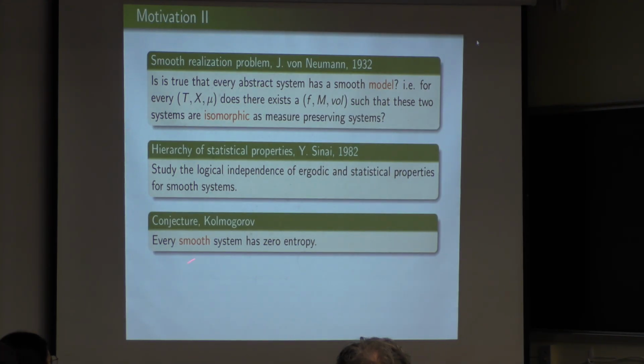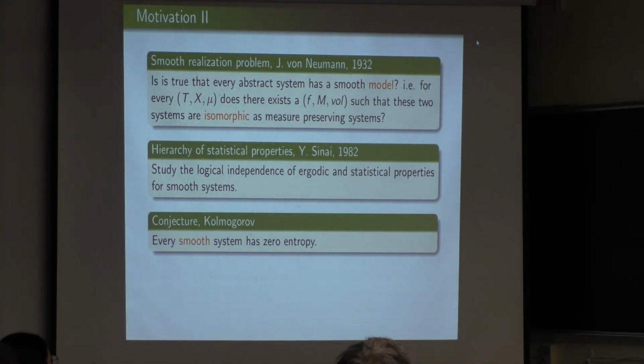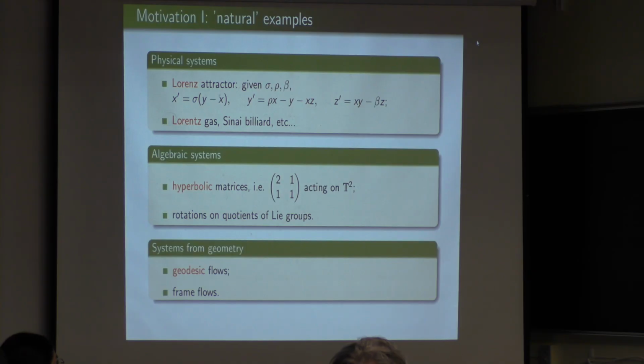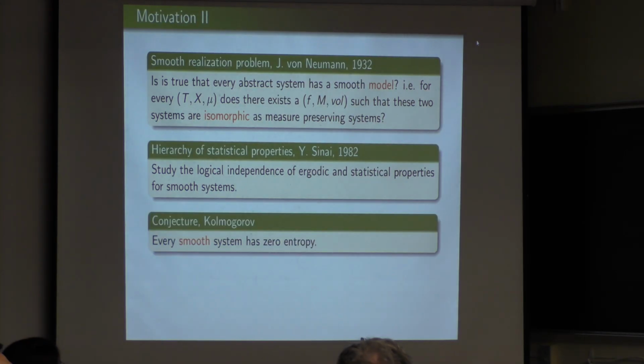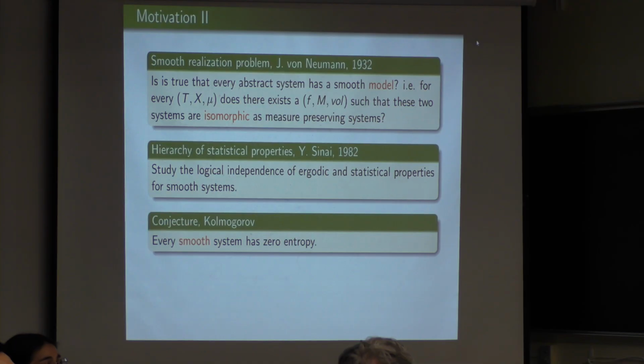So you see, every smooth system has zero entropy. This was conjectured by Kolmogorov. So in particular, let me go back. This matrix is a smooth system, so it should have zero entropy. As we'll see, this is very far from true. This matrix here has positive entropy: it's the log of the larger eigenvalue. But Arnold, who was a student, gave that example of a smooth map with positive entropy. 2, 1, 1, 1.